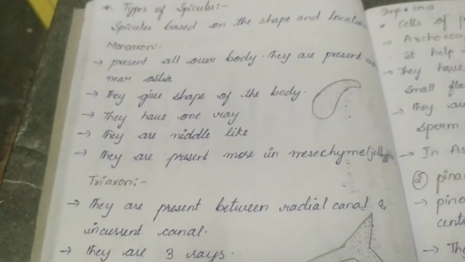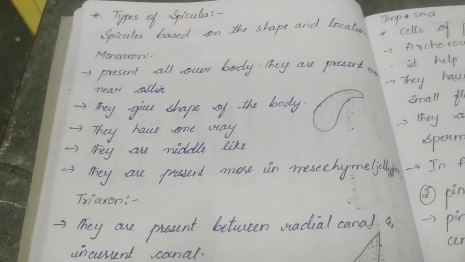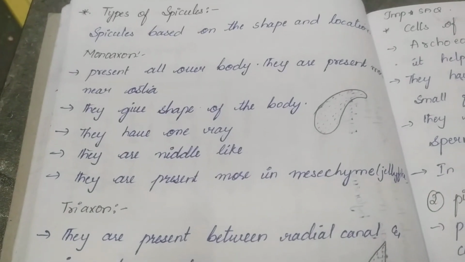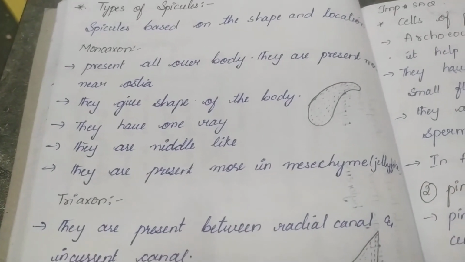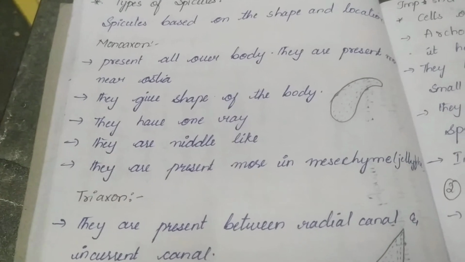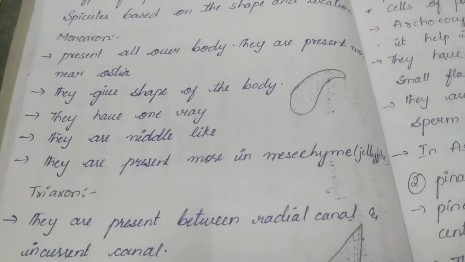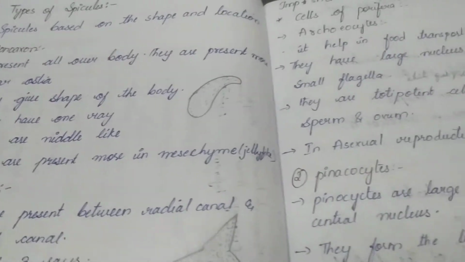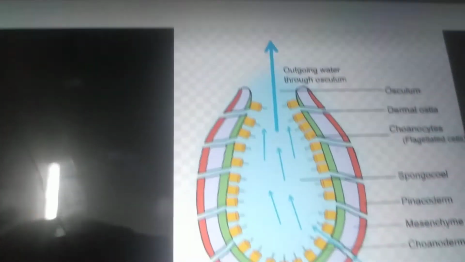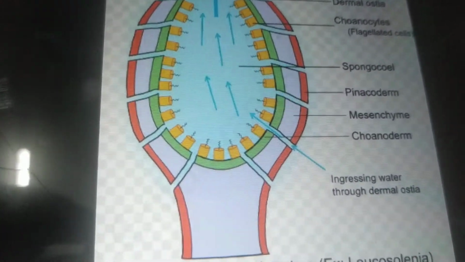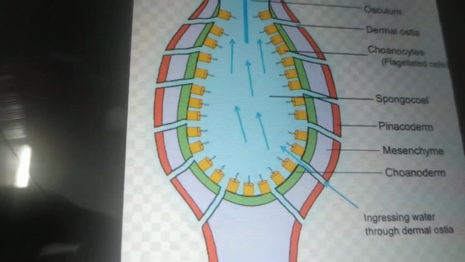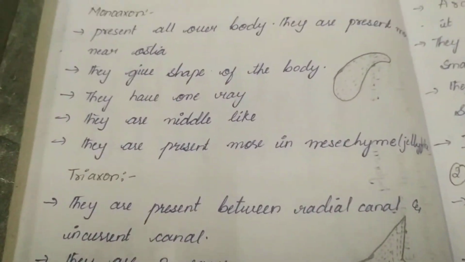Okay, so based on that, it can be monoaxon, present all over the body. They are present more near the ostia. Now I think you know the structure of ostia, right? If you don't have any idea about ostia, let me show you. This is called ostia. Dermal pore ostia, it is written here, right? So it is present near ostia.